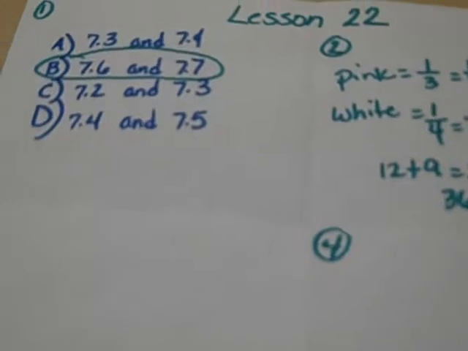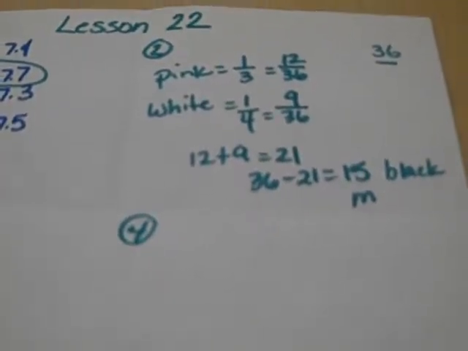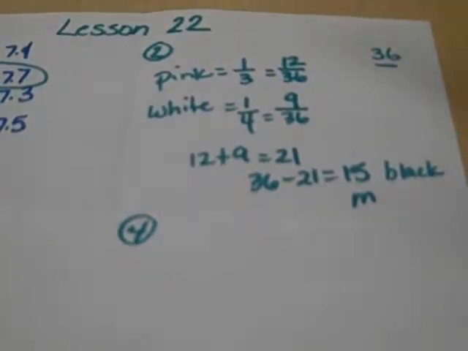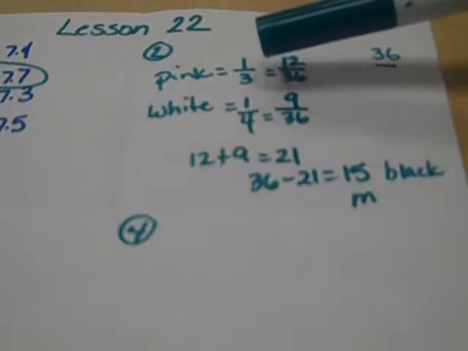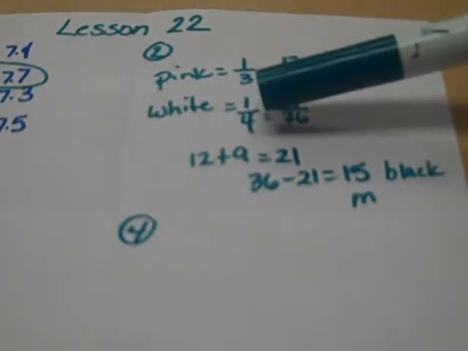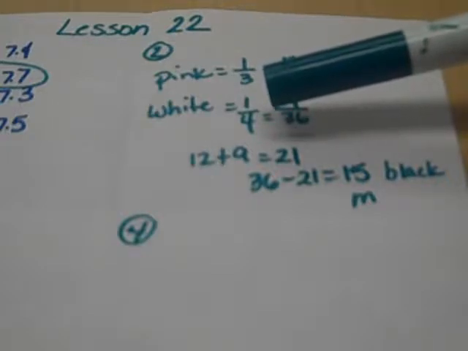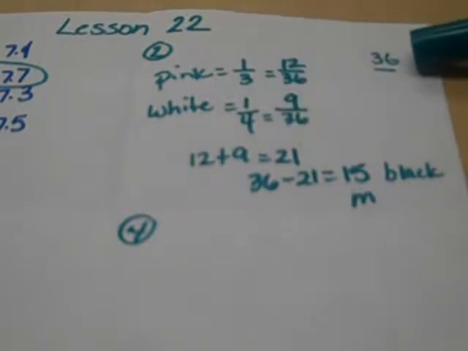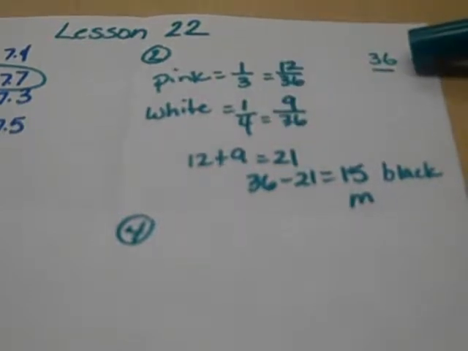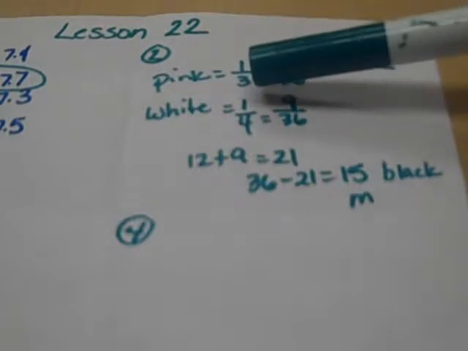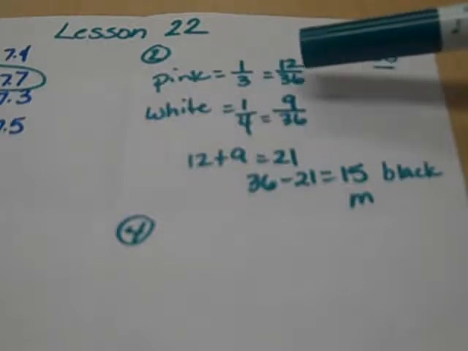Okay? Number 2, we were told that a container holds pink, white, and black marbles. The probability of randomly choosing a pink marble is 1/3, and the probability of choosing a white marble is 1/4. If there are 3 dozen marbles in the container, how many are black? So using our reasoning skills and what we know, 3 dozen marbles equals 36 marbles. So 1/3, the denominator indicating our total, but that's a simplified form. We have an actual number now, 36.